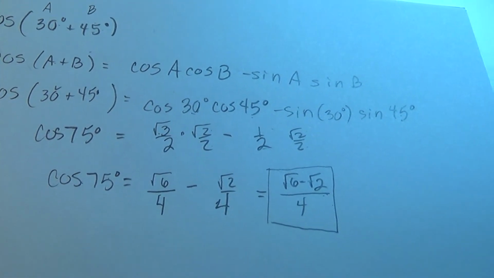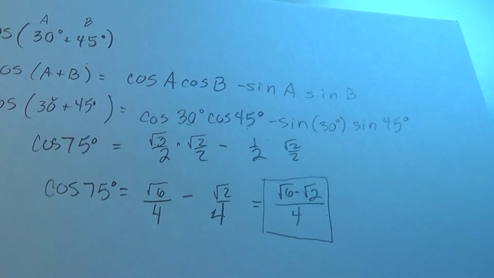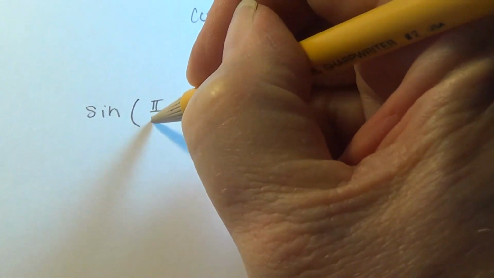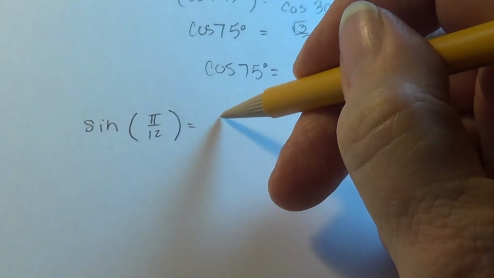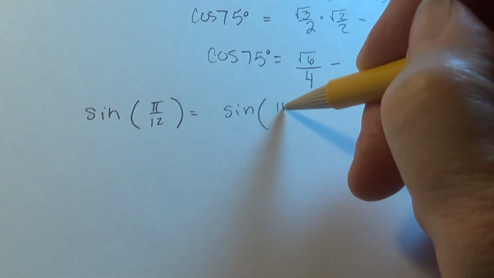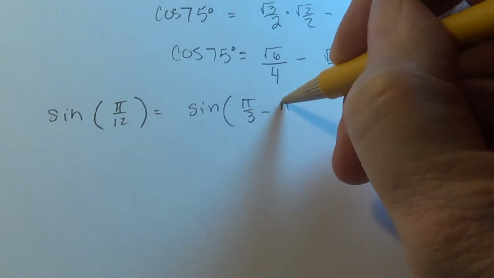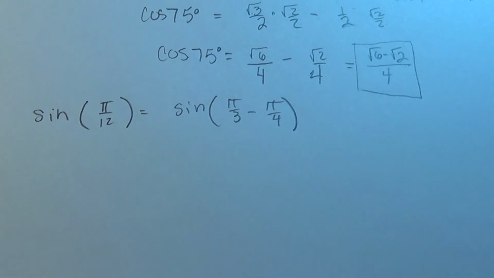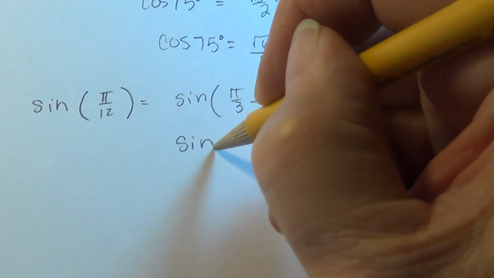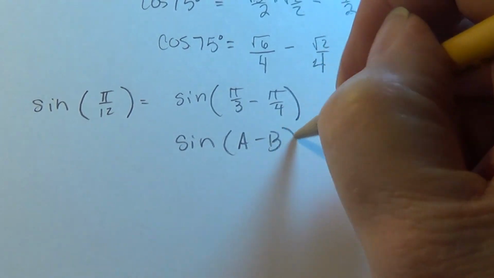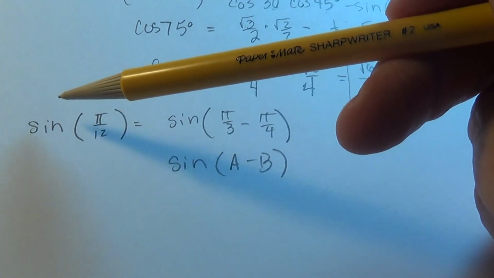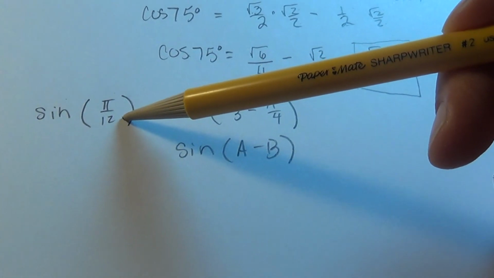It looks like I'm about out of batteries, so I'm going to end our video there. I was going to do this one, sine of pi over 12, and I would have written pi over 12 as pi over 3 minus pi over 4 and used the formula for sine of A minus B. You try that one, and we'll start with that one tomorrow. Use the formula for sine of A minus B and see if you can come up with the exact answer for sine of pi over 12.